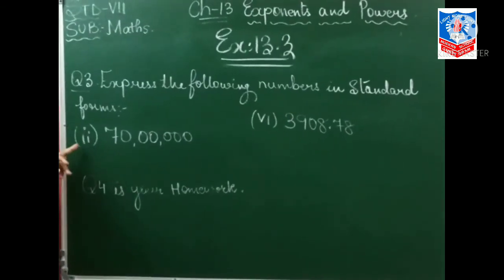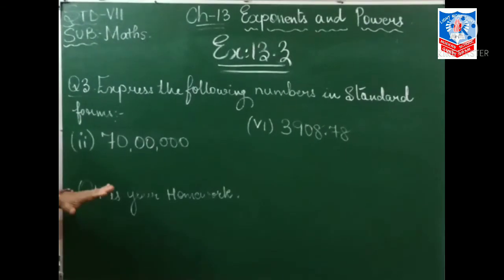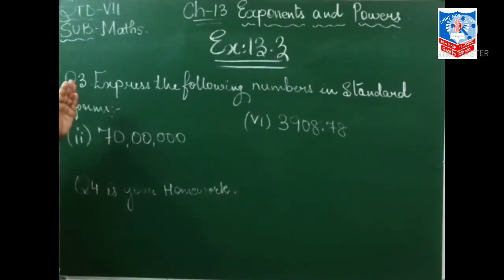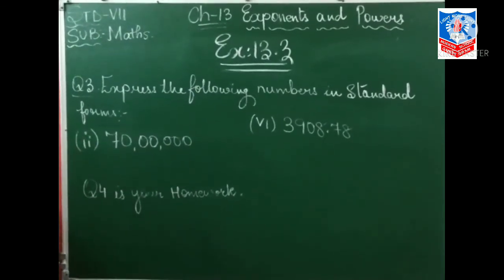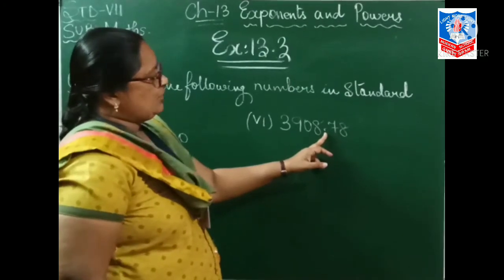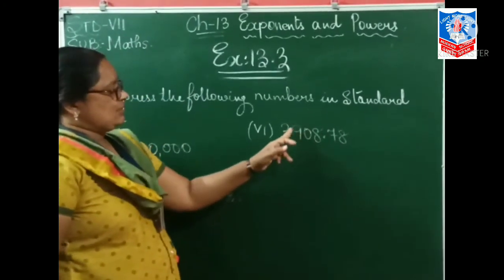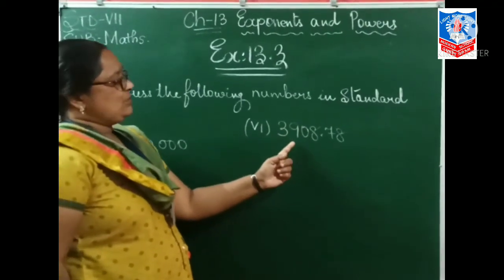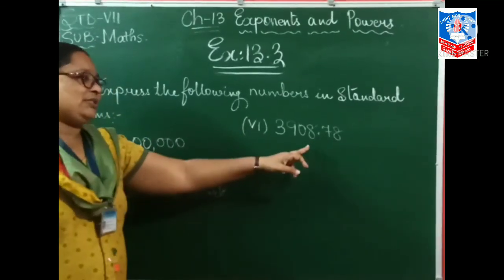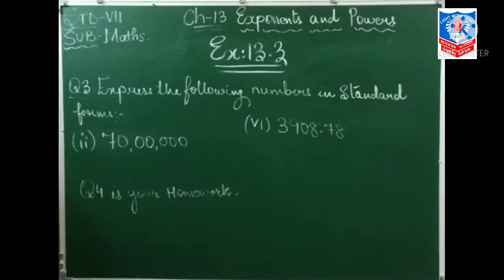Now these two sums are your homework, and question number 4 is also your homework. Now question number 4 is just like question number 3. Understood? Now in this sum, see here, after the decimal point there are 2 digits. So you will move this decimal point to here. That means 908 into 10 raised to the power 3 you will do. Okay? With this we complete our chapter here.